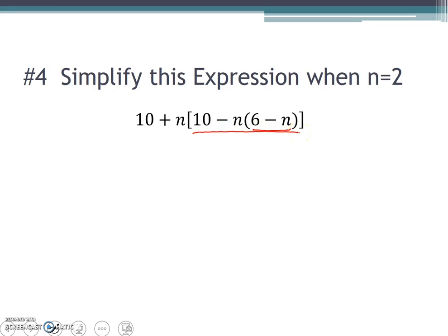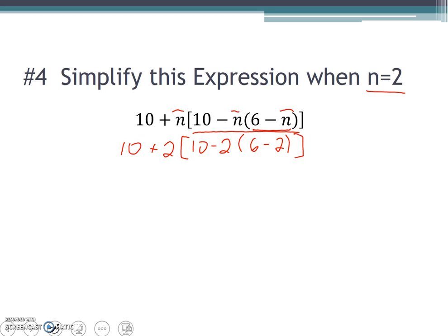But before we do that, they're throwing something else different in here at us, and they're going to say we want to evaluate this when n is 2. So that means every time I see an n, I'm going to replace that n with the number 2. And so I'm going to rewrite it so it looks like this. We have 10 plus n, but this n is 2. Then I have the brackets, 10 minus n, which is 2, and then the parentheses, 6 minus 2. And I'm going to close the parentheses and the brackets.